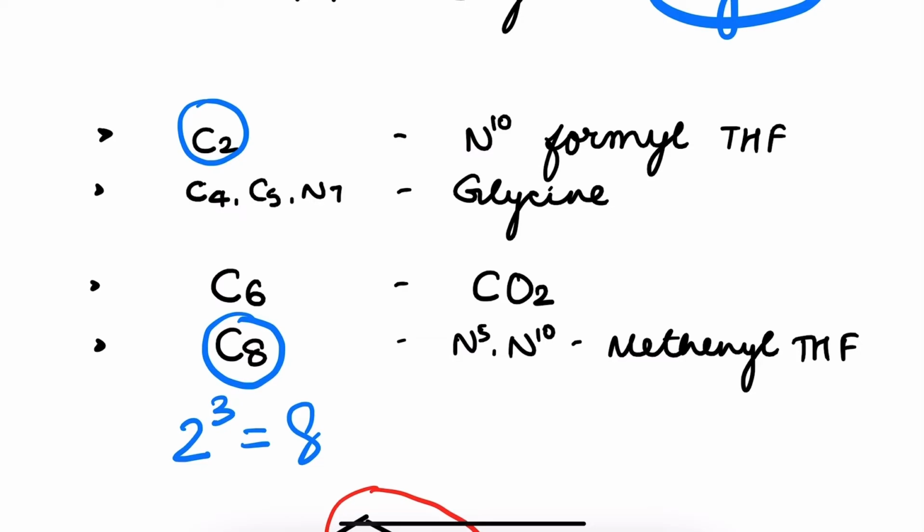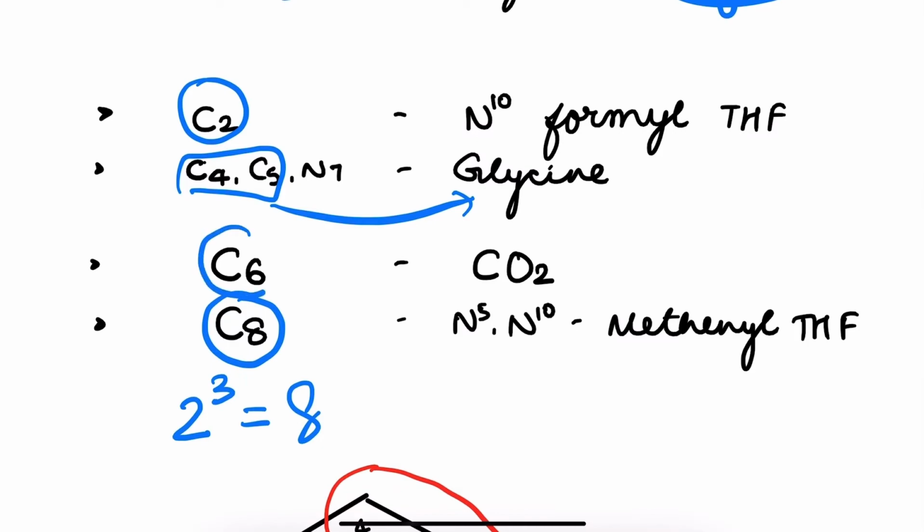We had already seen that N7 is contributed by glycine. So you'll have to remember that C4 and C5 are also contributed by glycine. So 4, 5, 7 by gly7. 4, 5, 7 gly7. Next is C6. C6 is contributed by carbon dioxide. Remember.